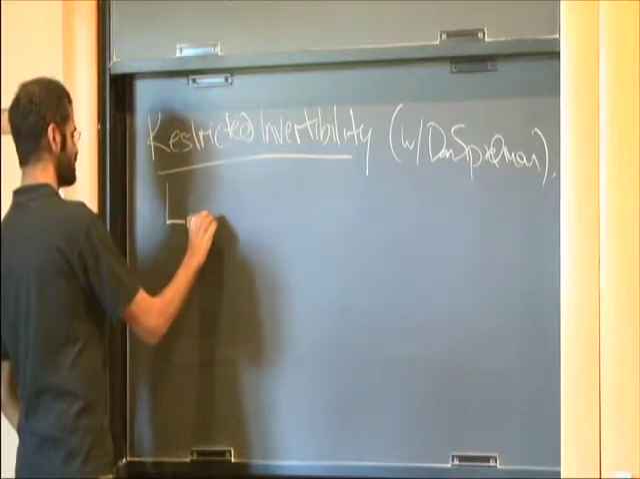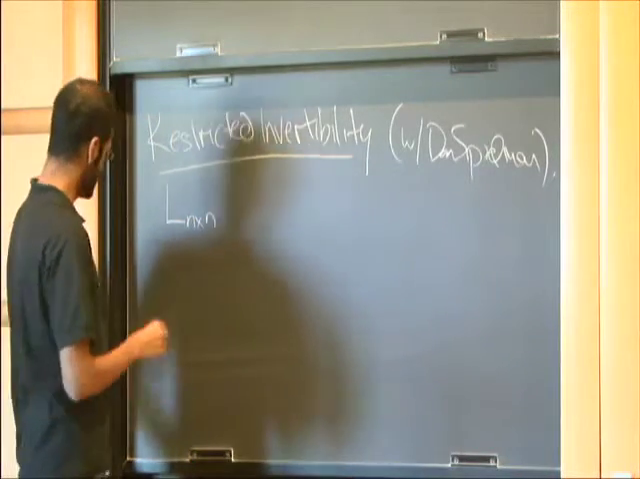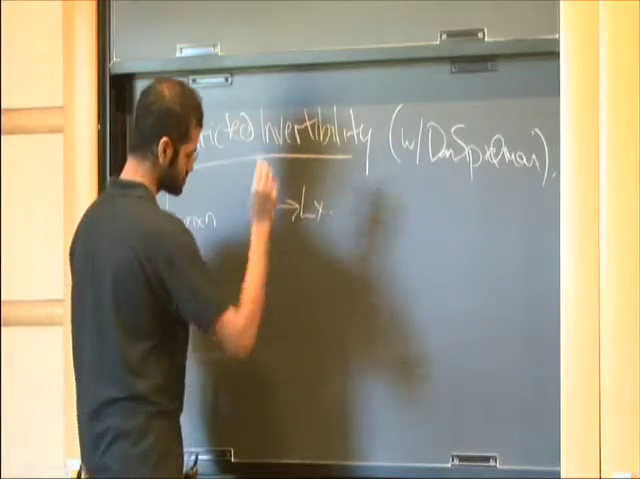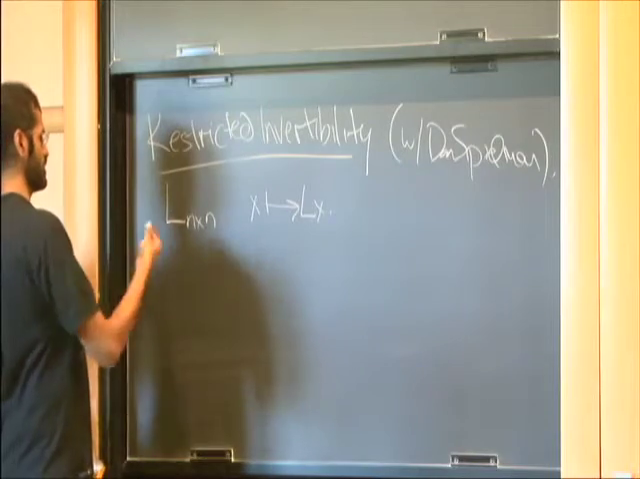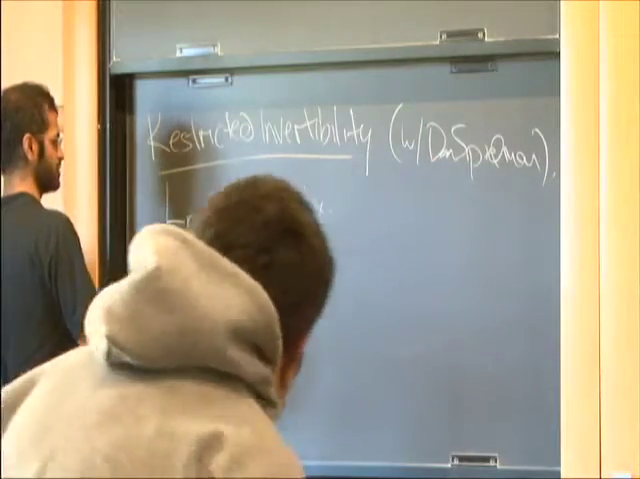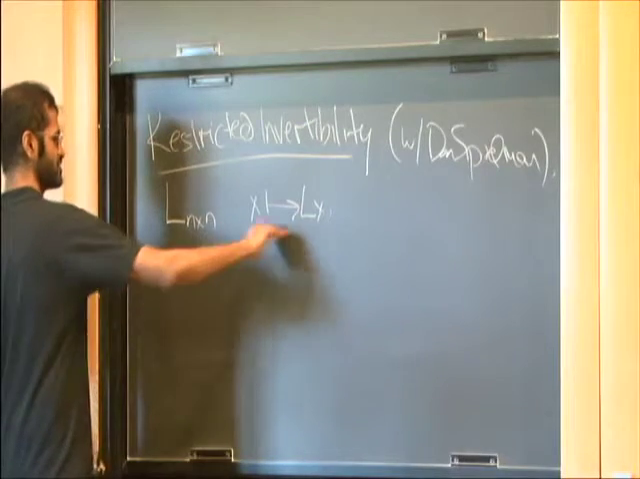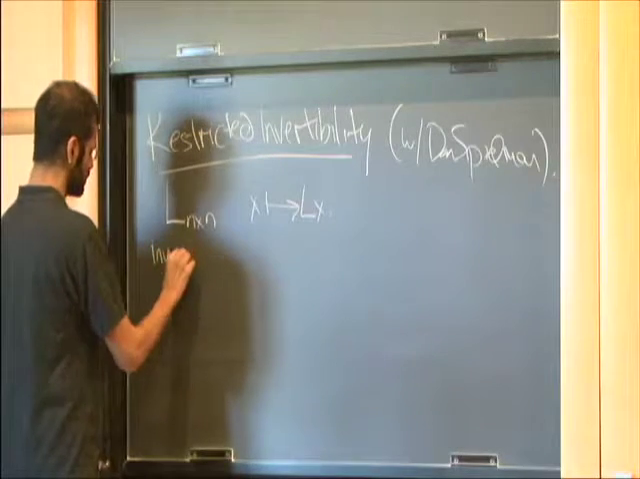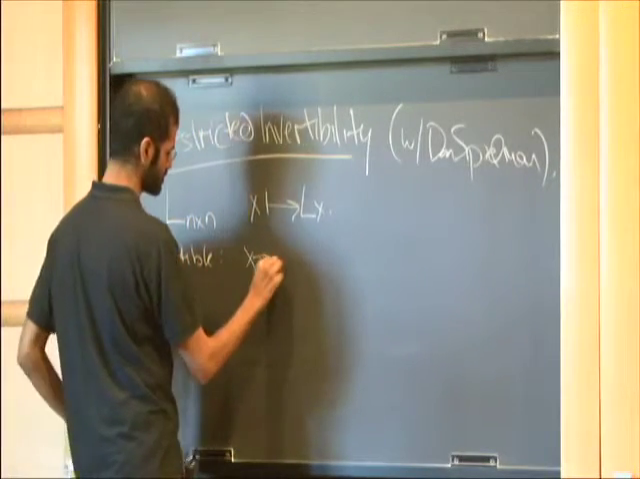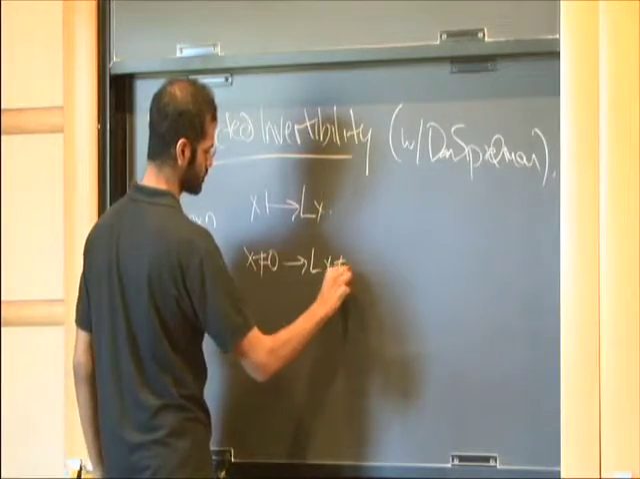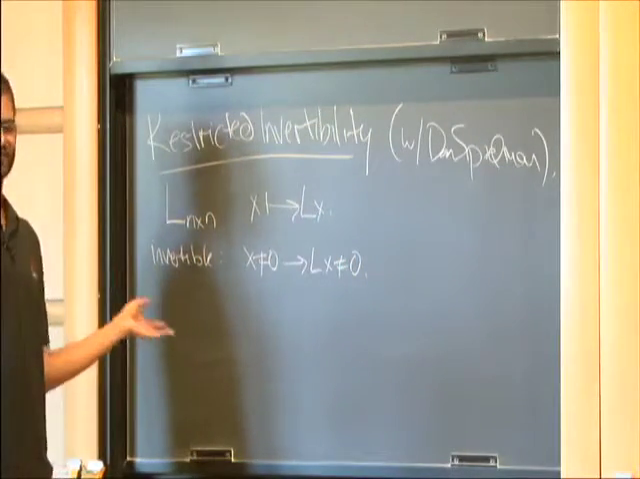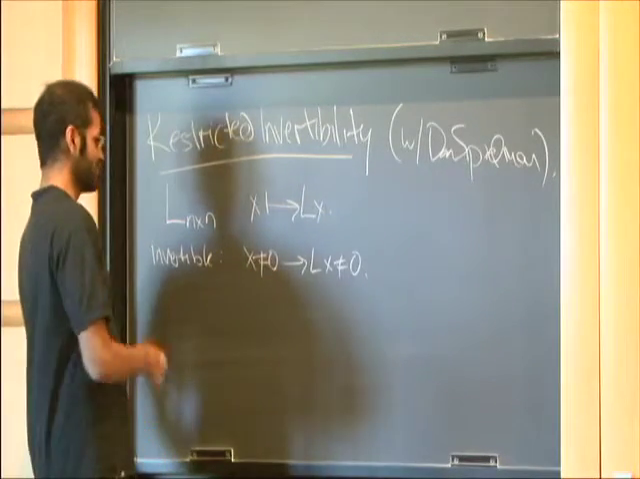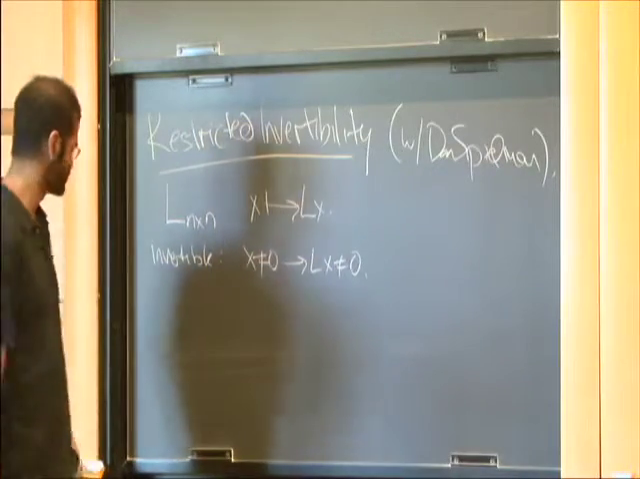Suppose I have an n by n real matrix L. This defines a linear map x goes to Lx. One basic question about this matrix is: is this map injective? Is this thing invertible? We say L is invertible if x not equal to 0 implies Lx not equal to 0. This is seen as a non-degeneracy property of the matrix, and it's one of the first things you want to find out about a matrix if you have one.